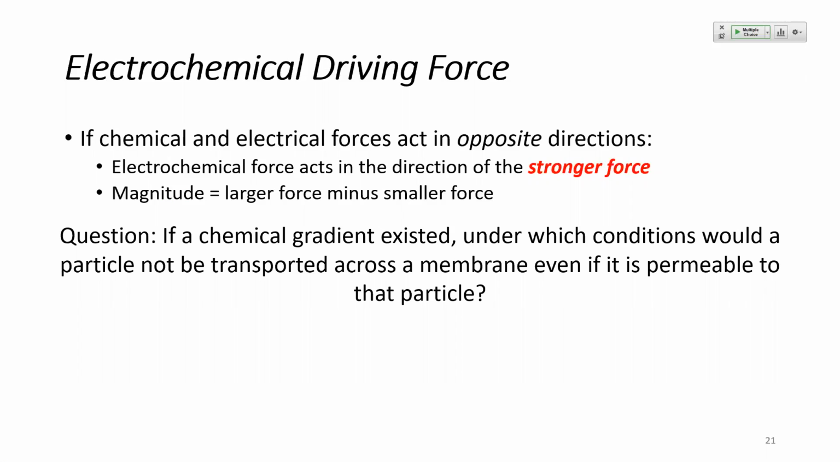So if a chemical gradient exists, right? So we have a high concentration versus low concentration. Which conditions would be needed so that this particle does not move even if the membrane is permeable to the particle? So let's say we have a concentration gradient set up. What would have to happen for this particle to not move? So let me break that down a little bit more. We know that two forces are acting on this particle, a chemical force and an electrical force. Now, if we have a chemical force that favors movement, what would the electrical force have to look like in order for there to be no movement?